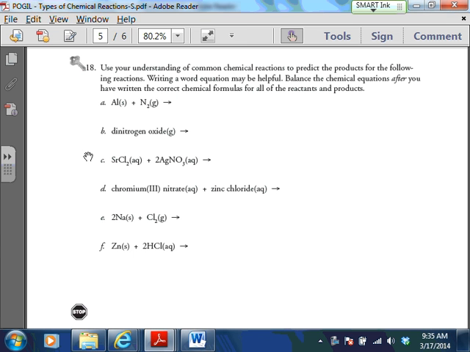This one right here, we've got two compounds, right? SrCl2, AgNO3. So that's going to be wife swap, or double replacement, right? Okay. Chromium 3 nitrate and zinc chloride. Those are both compounds as well, so that's double replacement. Okay. Na plus Cl2, synthesis. And then we already talked about the last one today. That's a single replacement, right?